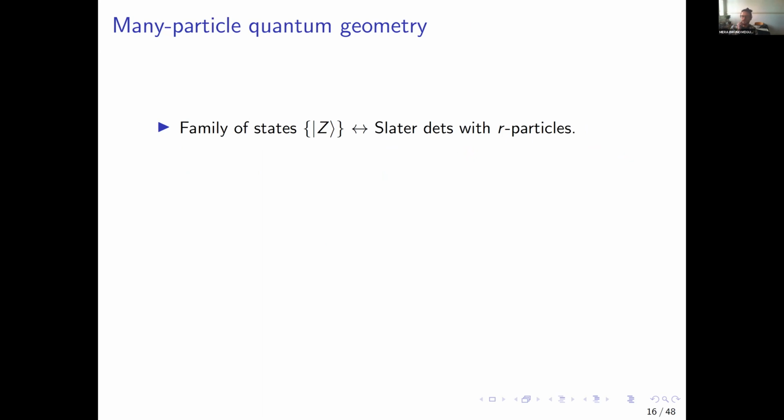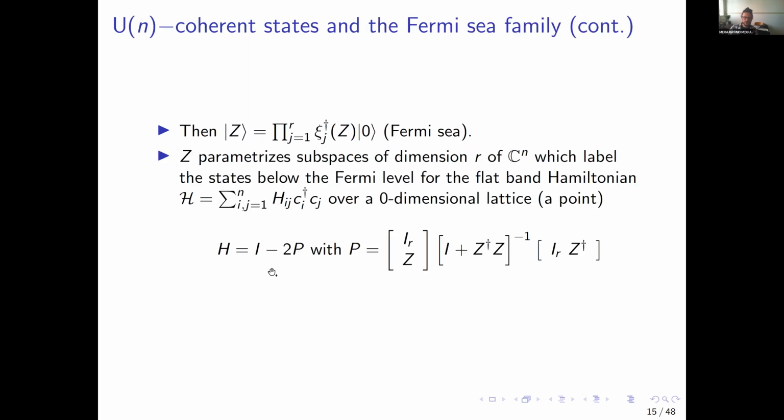suppose that you set n equals 2, exactly as you say, and r equals 1. So what you get is essentially the Grassmannian of 1-dimensional subspaces of C2, which is CP1 or the Riemann sphere. And essentially what you get is that this Z is parameterizing your Bloch vector on the Bloch sphere. So that's it.